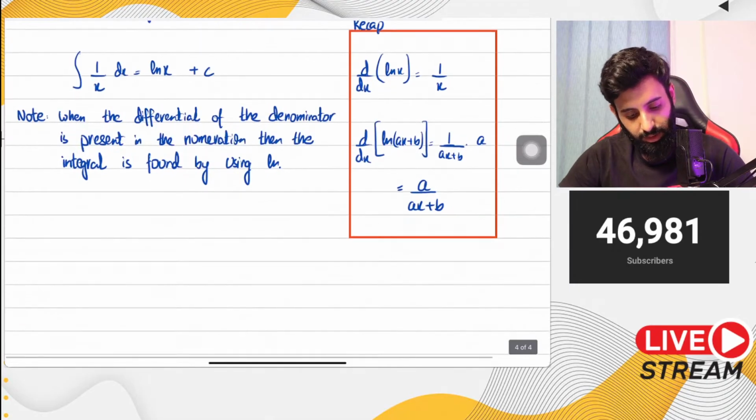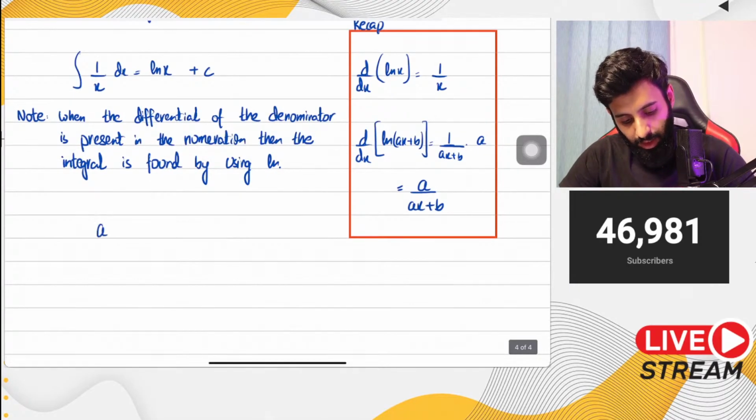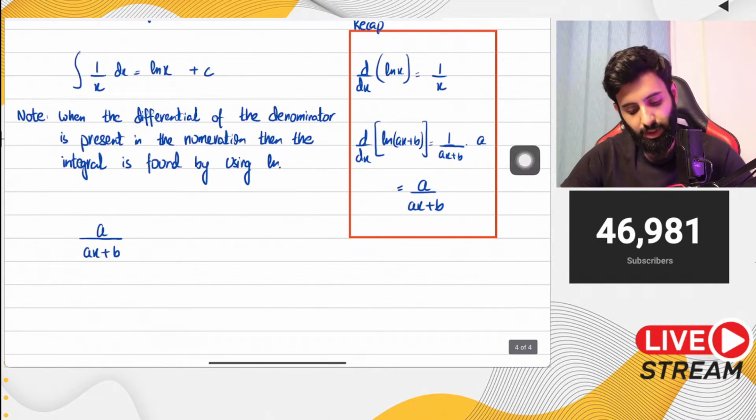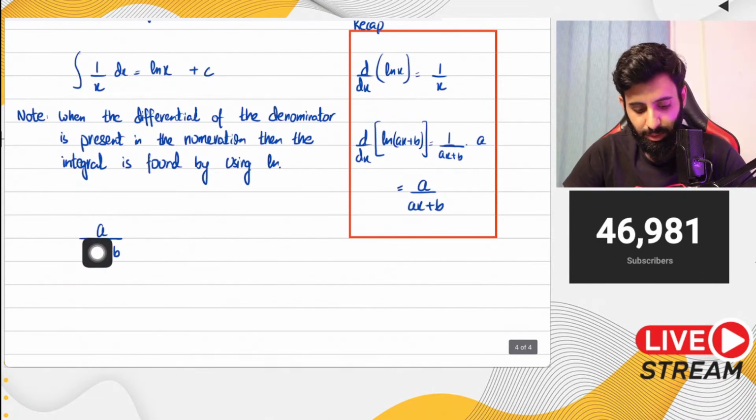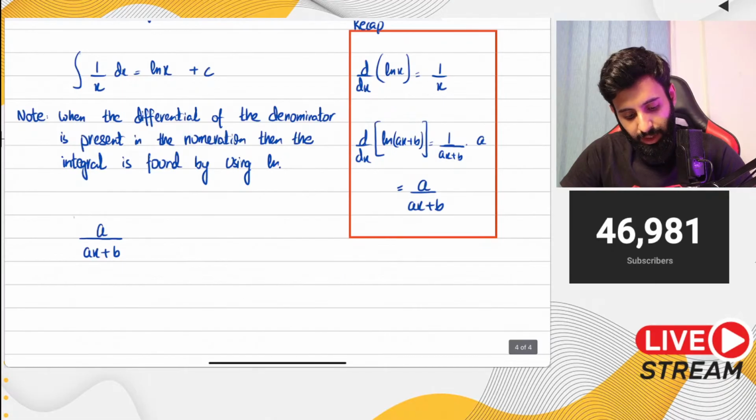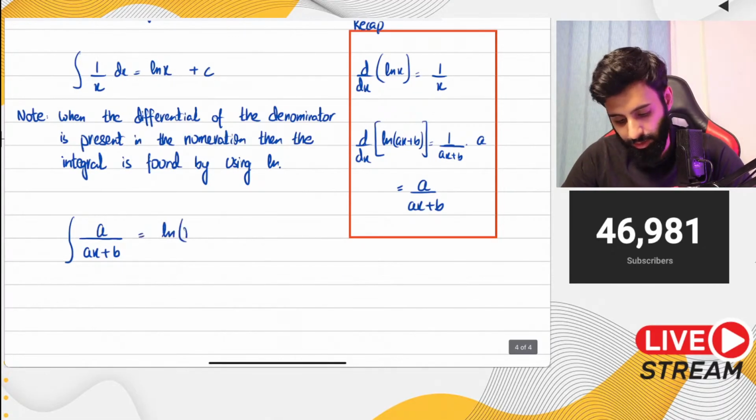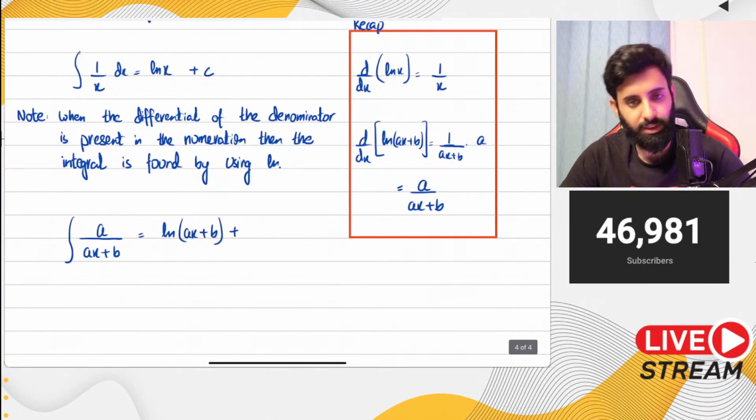So this is what it looks like. If you have a upon ax plus b, you can see that if we differentiate ax plus b, we get a. That means if I want to integrate a upon ax plus b, the answer will simply be ln of ax plus b, and then don't forget the plus c outside.